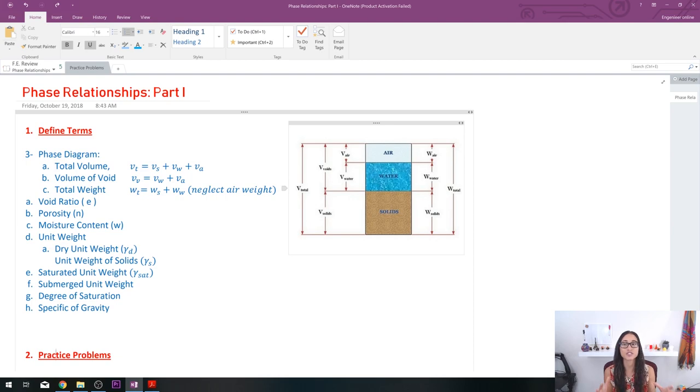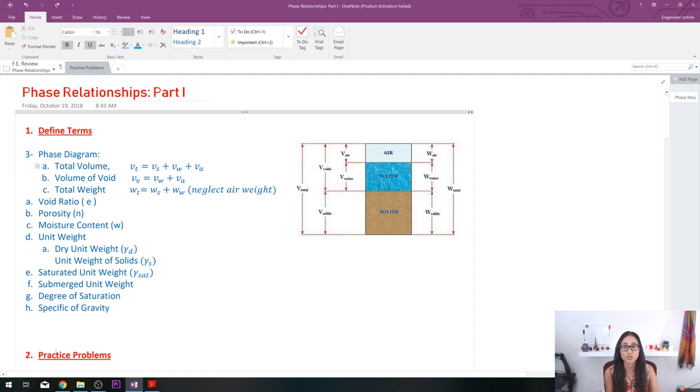So phase relationships are important when we want to classify the soil or just determine some properties of the soil, like permeability or compressibility or the settlement, shear strength. All these properties are important for certain applications in engineering. Now, keep in mind that soil usually has three components. We have solids, we have water, and we have air. And these three equations right here represent the relationship between those three components.